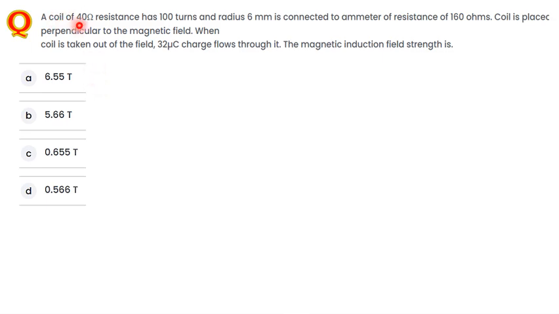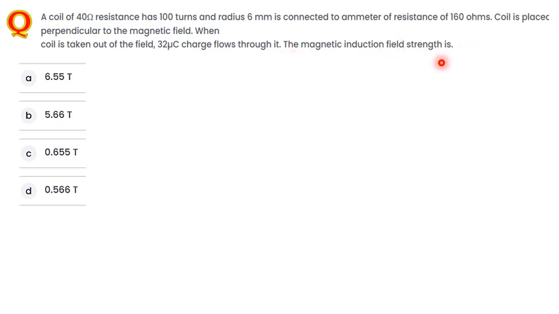A coil of 40 ohm resistance is given, and it has 100 turns, and the radius here is 6 millimeter. It is connected to an ammeter. So this resistance and the ammeter resistance are both connected in series with a resistance of 160 ohm. The coil is placed perpendicular to the magnetic field. When the coil is taken out from the field, 32 microcoulomb of charge flows through it.